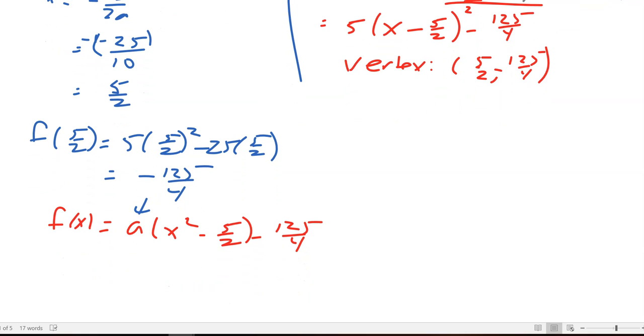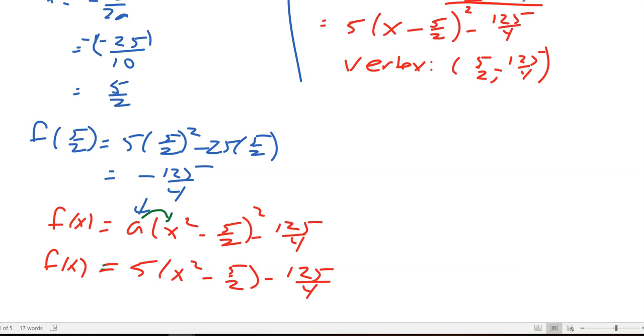Now, because I know I'm going to wind up distributing, when I multiply that through, I better get 5x squared. So that makes it pretty obvious that a is supposed to be 5. Wow, I don't know what I'm writing there. 12 over 5, where'd that come from?